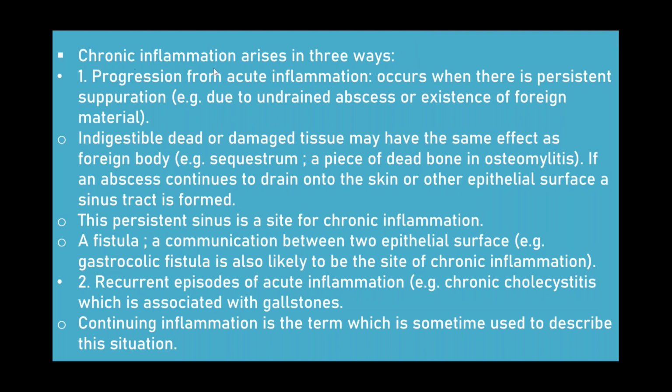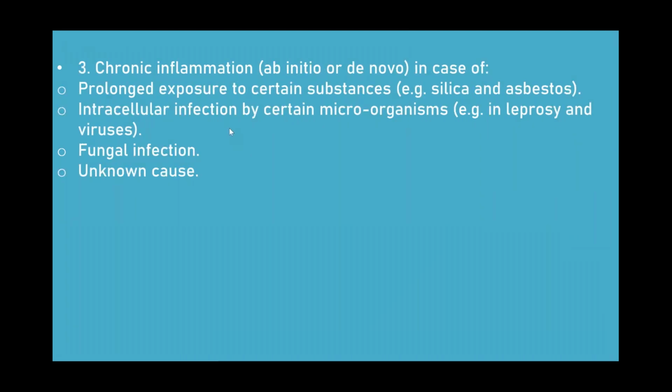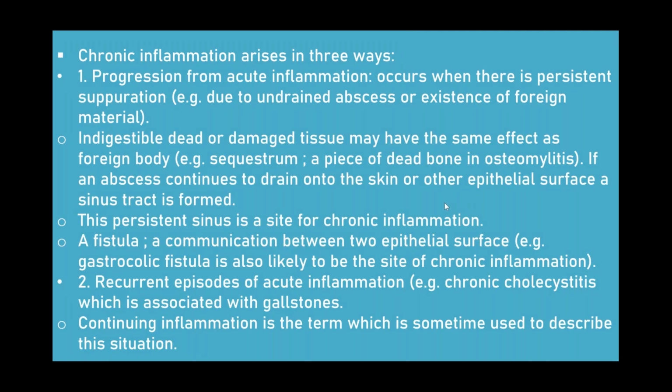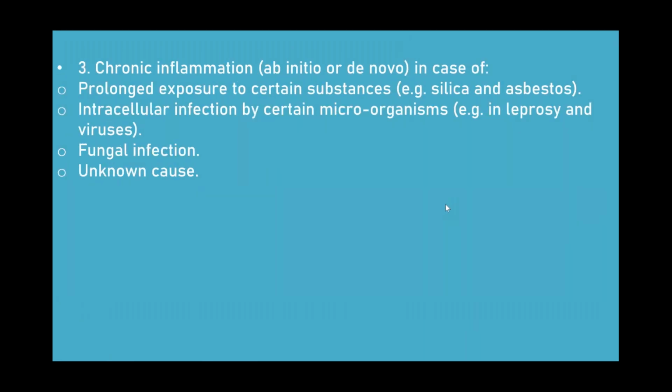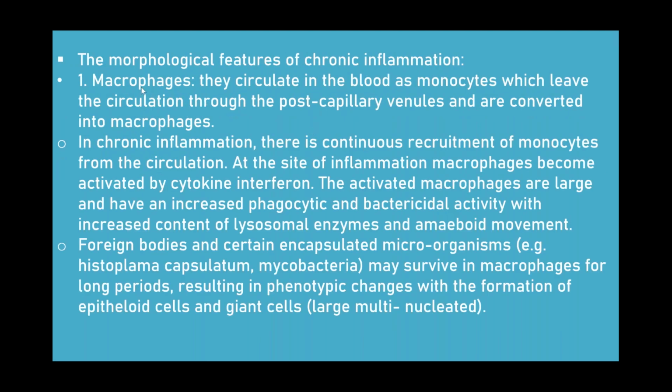Chronic inflammation arises in three ways: progression from acute inflammation, recurrent episodes of acute inflammation, or chronic infection. This is about the three pathways of chronic inflammation. So what are the morphological features of chronic inflammation?